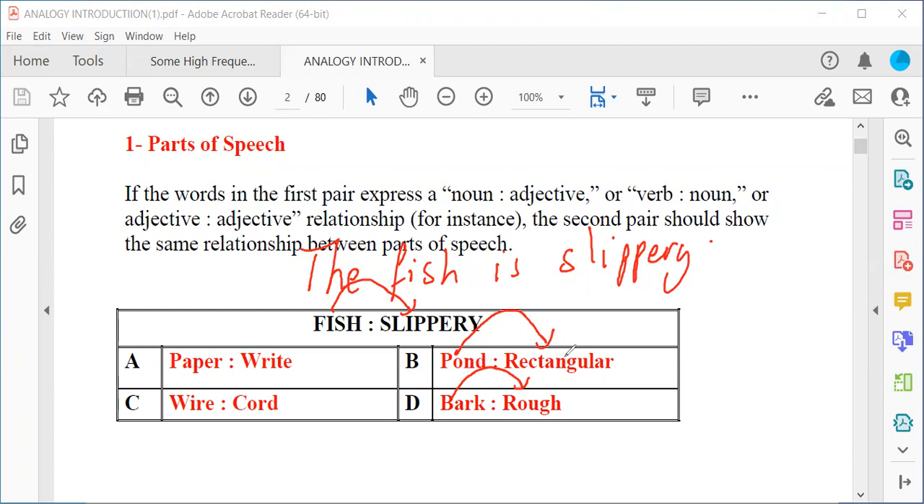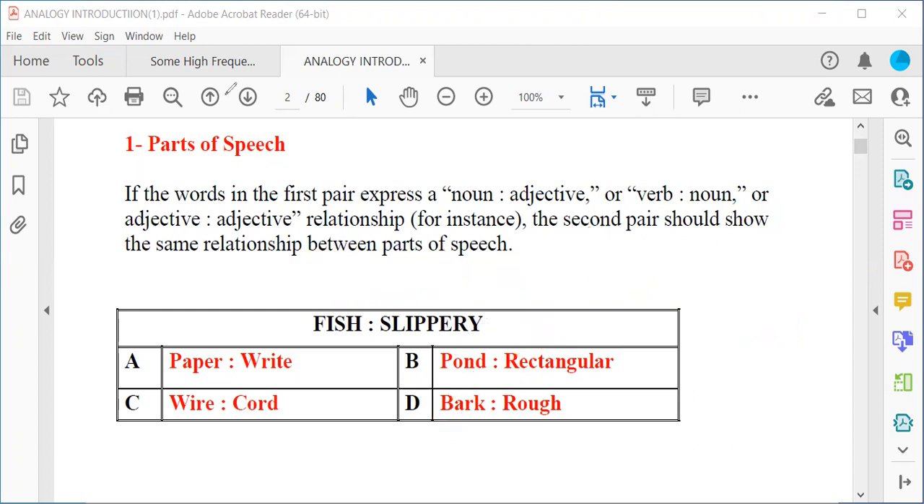Now let's look at pond. Have you ever seen a pond that is rectangular? Are all ponds rectangular? No, this is not fair. So we cancel this one. Bark is rough. Yes, the bark of a tree is usually not soft, it's rough. So the answer here is D. The answer is D. I hope it's clear. This is the first step in analogy.